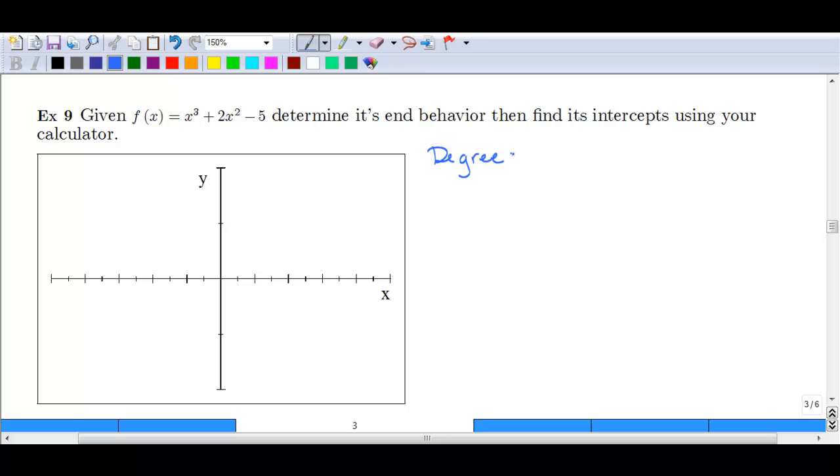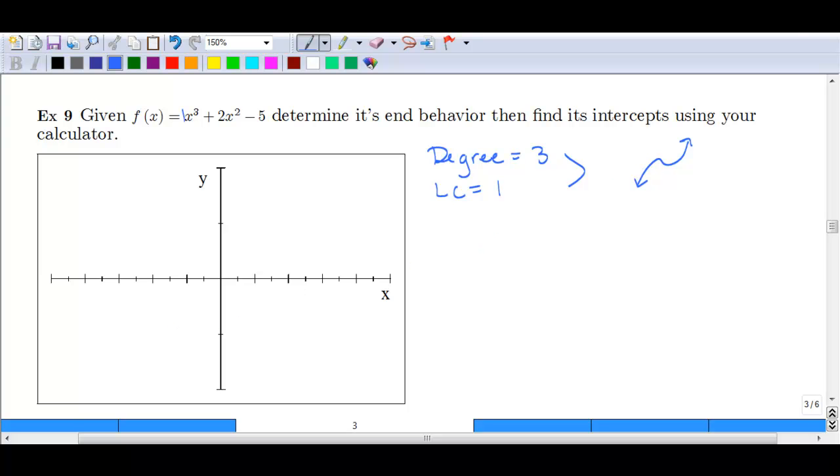So the degree in this case, again, the leading term has an exponent of 3. Our lead coefficient in this case is just 1. Again, putting that together, we've had a lot of cubic functions. We know it's going to look something like this. And then we're going to go to the calculator.